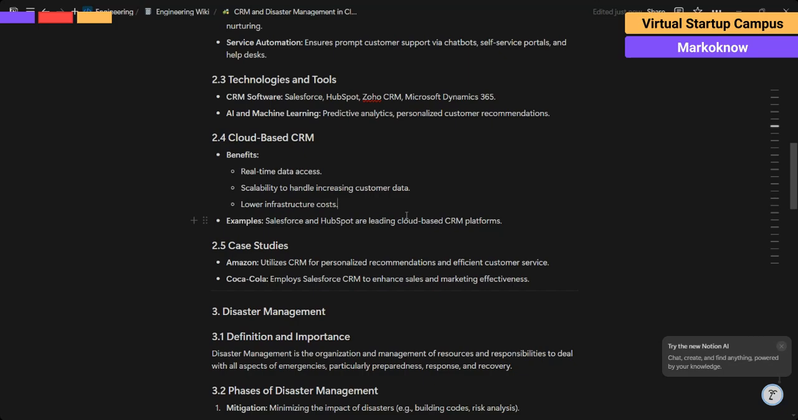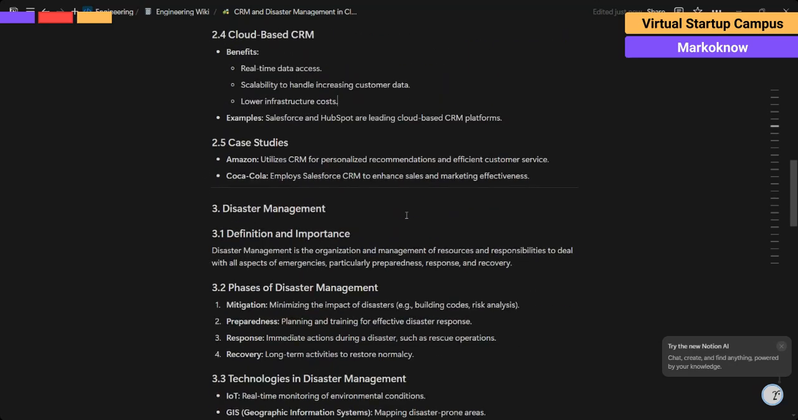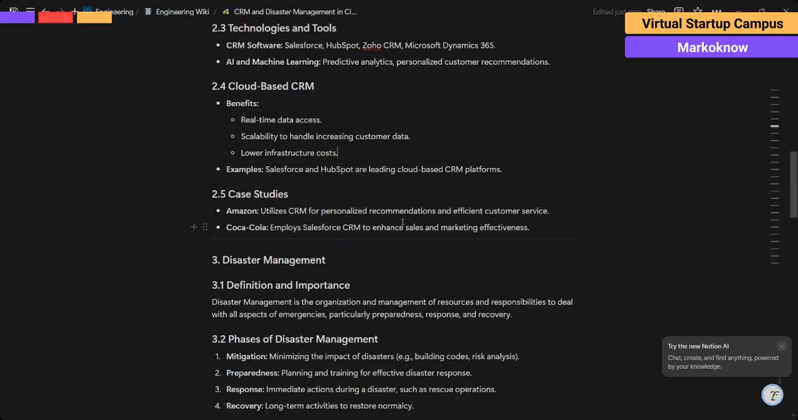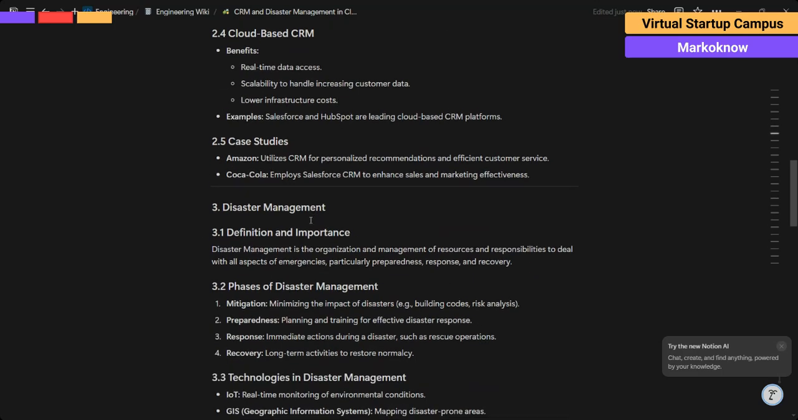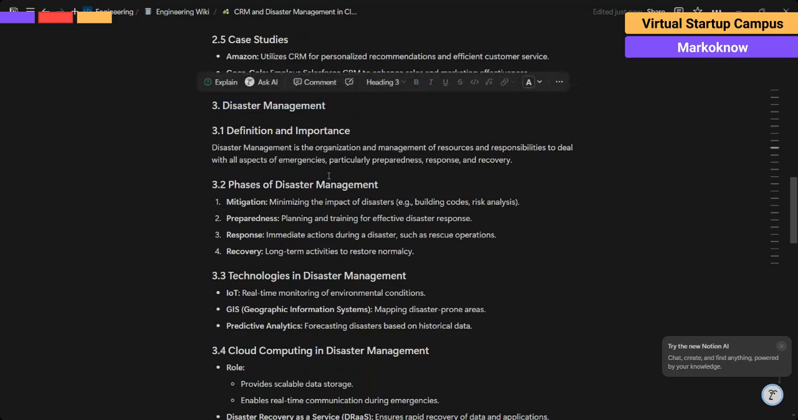So this also improves the scalability of your company and data handling, and lowers infrastructure cost, another plus feature. Okay, so the case studies: Amazon utilizes CRM for personalized recommendations and efficient customer services too, and also Coca-Cola takes other trends of data. Okay, let's move forward with disaster management.